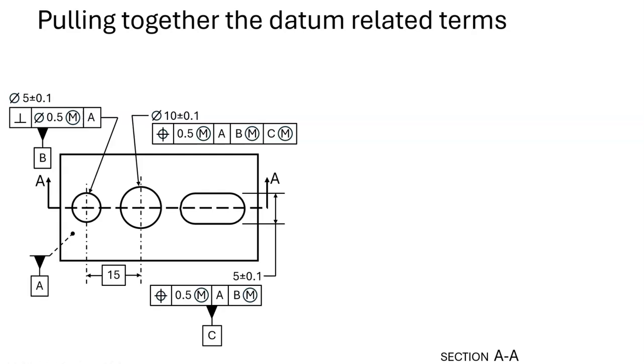Today we are going to talk about datums, datum feature simulators, and simulated datums. In this video, we will discuss feature of size datums. The drawing has datum feature symbols indicating that the back surface of the part is datum feature A, the left hole is datum feature B, and the width of the slot is datum feature C.